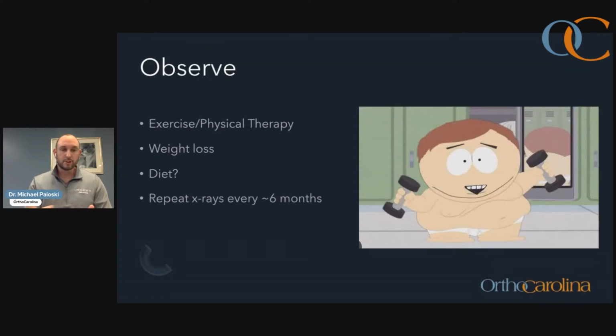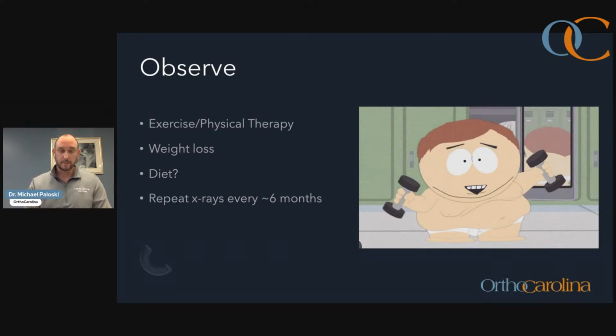So when I say observe, it's not that we just sit back and do nothing typically. We'll recommend exercise, recommend even some physical therapy if kids are having back pain that's associated with their scoliosis. If these kids are overweight, weight loss is definitely encouraged. Any extra stress on the spine, taking that off can help as well, both with pain as well as progression of the curve. Diet, are there things they could or should be eating?